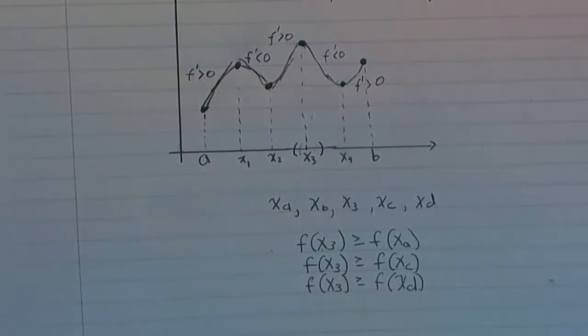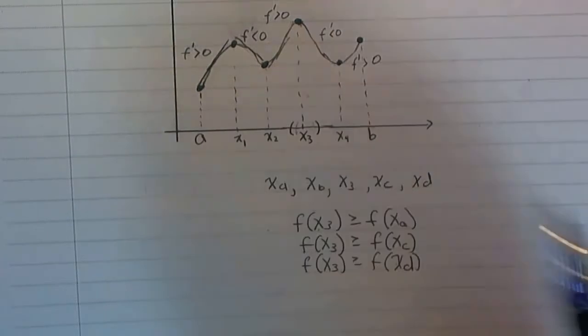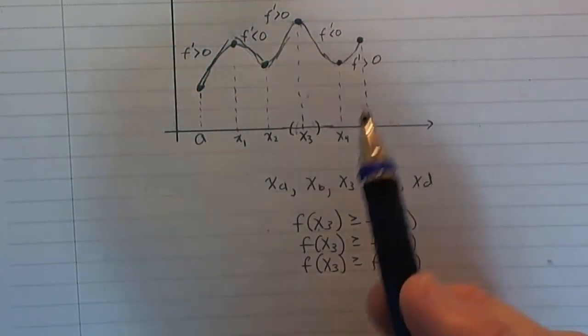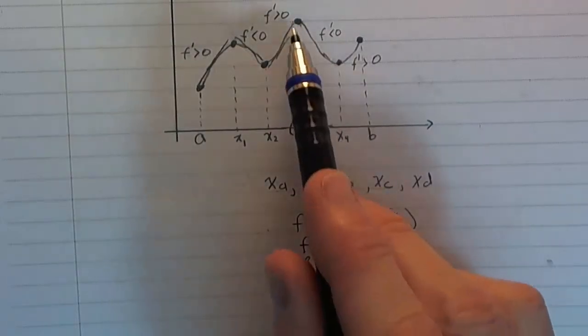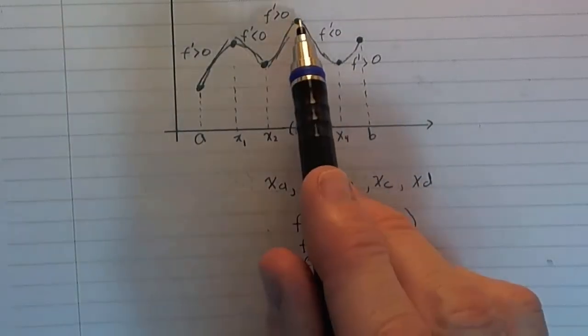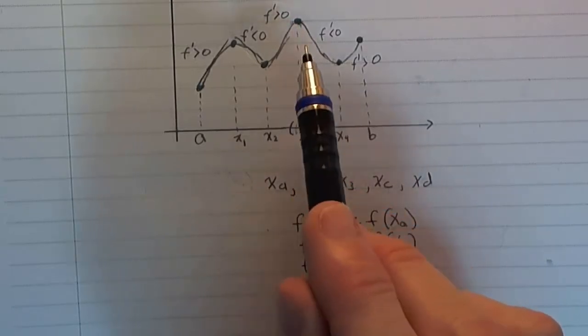What if I can find such an interval? Well, that's what we're going to say is a maximum. Okay? So, to be a little more rigorous than just eyeballing it, what we mean is it's the biggest, it has the largest function value of the neighborhood about it.